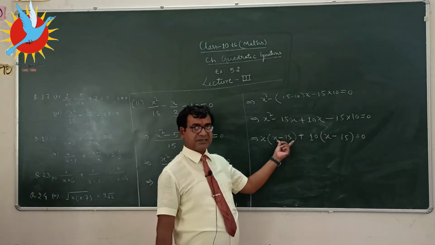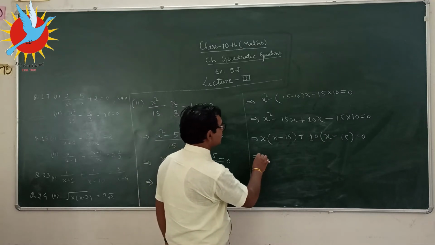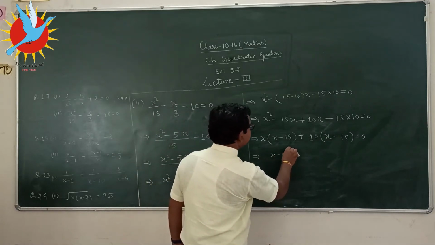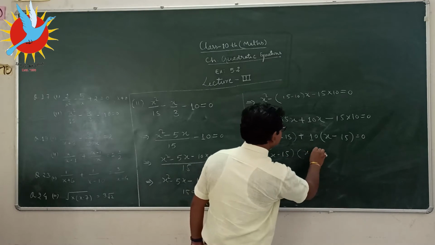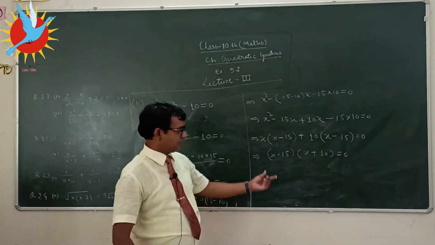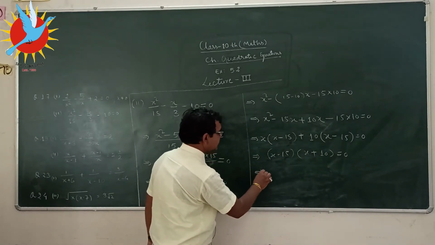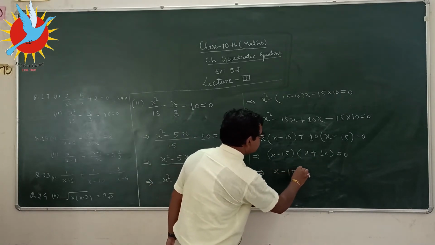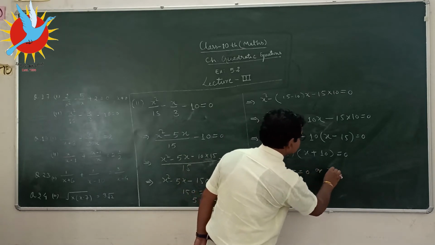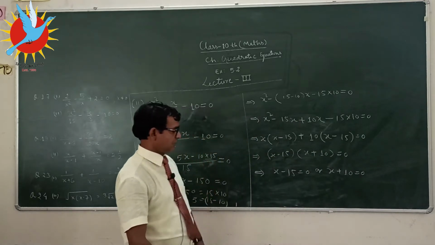Now x minus 15 and x minus 15 will be common. So take common x minus 15, x plus 10 equal to 0. Now the product of these two would be 0. If this is 0 or this is 0, so this can be written as x minus 15 equal to 0 or x plus 10 equal to 0.